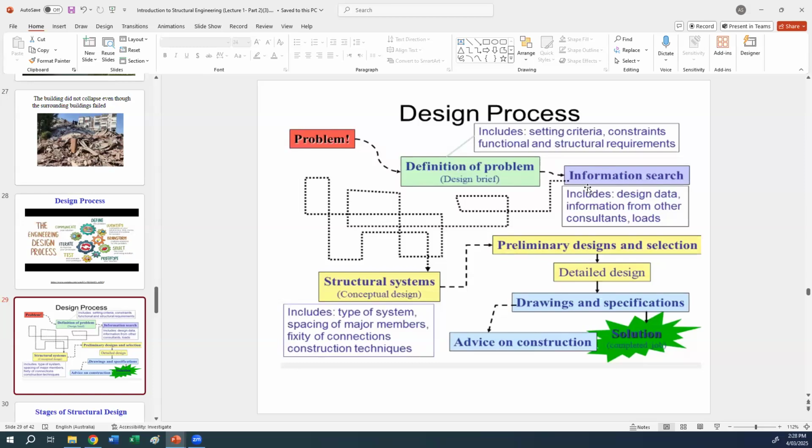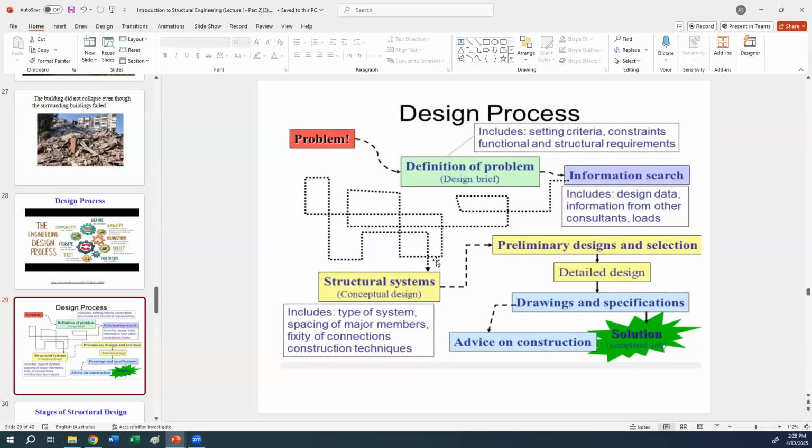Then you will make an information search, including design data from other consultants, so that you can do your own research, ask other designers who design similar structures in the area, or consultants who did executing or constructing the same shed in the area, so that you can gather some information about type of loads, the soil profile in this area, and so on.